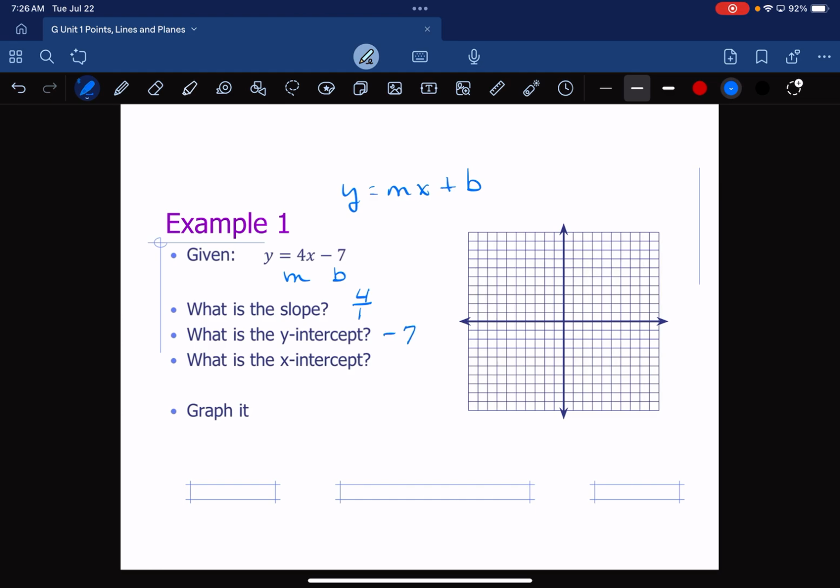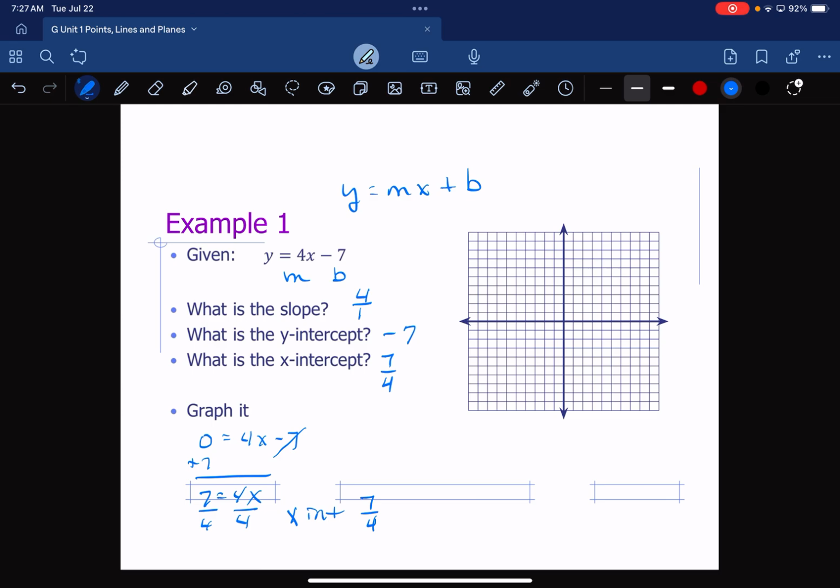What's the x-intercept? The way we would find the x-intercept is we would put 0 in for y. So we'd say 0 equals 4x minus 7. We would solve that by adding 7 on this side, and then we would divide by 4. And so the x-intercept is 7 over 4.